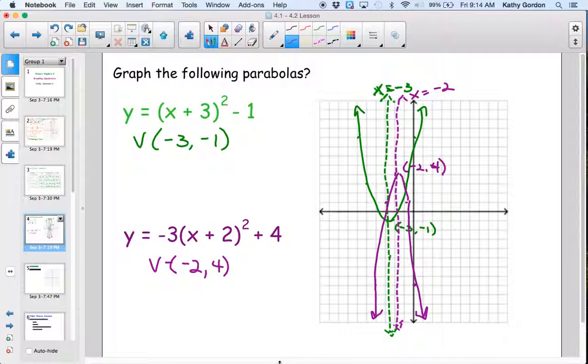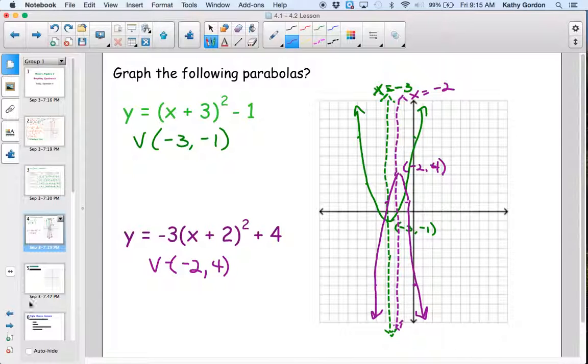Which kind of makes sense because the a has the same kind of effect that it did on our absolute values. Remember, the bigger the a got, the skinnier our V got, because the slope of the right side would get steeper. It has a similar type of effect on parabolas. The bigger the a gets, the skinnier your parabola is going to get. Okay? Easy enough? Questions on the vertex form?